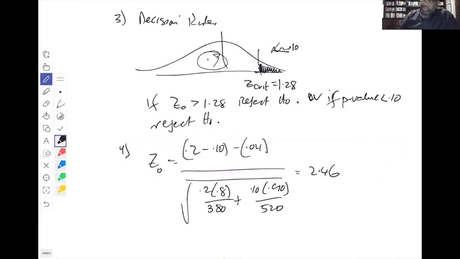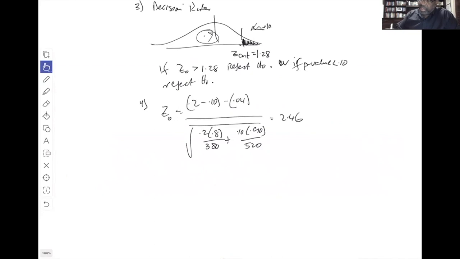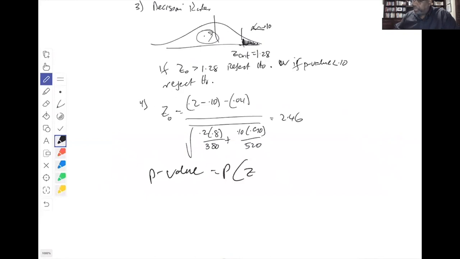Our p-value, because it is a one-tailed test, is the probability of Z greater than or equal to 2.46. And so we've got to look that up in the table. Our table usually goes up to 3.09, so we should be able to find 2.46 in the table. If you just look up negative 2.46, you get the area in the tail right away. Turns out to be 0.0069.